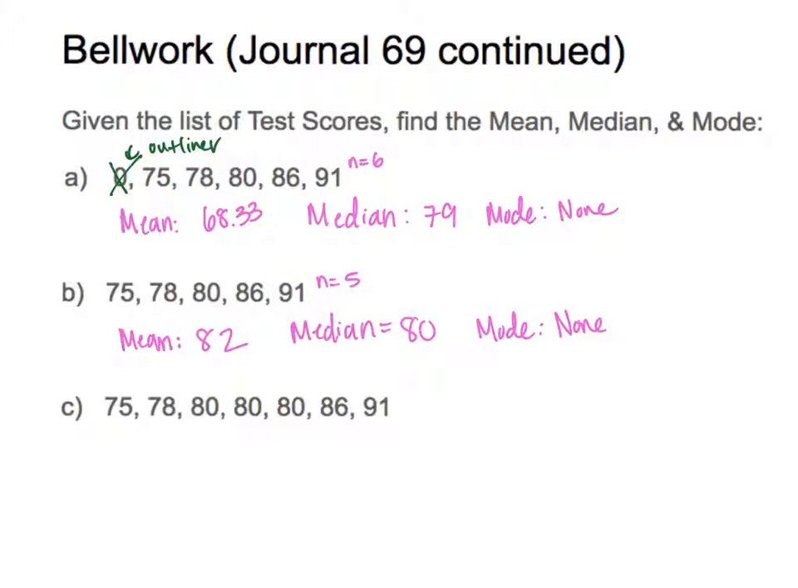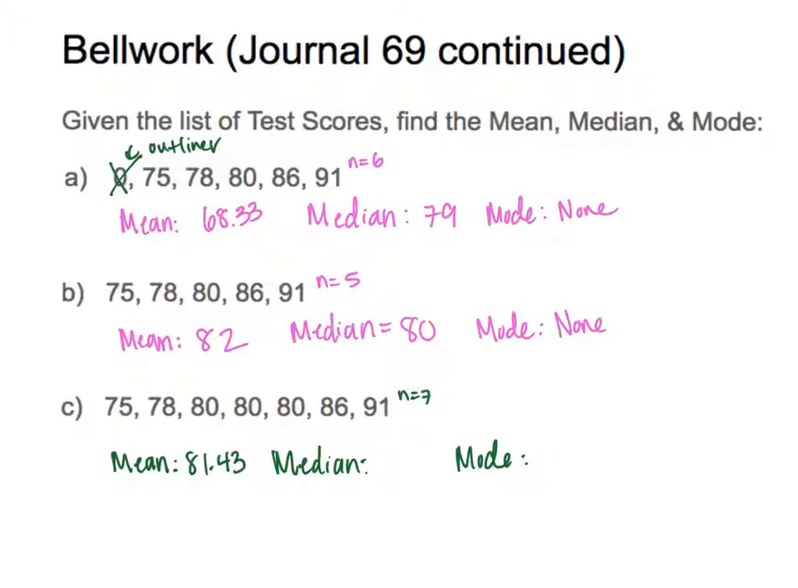And part C here, we're going to do the same thing. We're going to find the mean, median, and mode. So the mean here, if I were to calculate that, I get 81.43. I just added the numbers and then divided by the number of terms. This time the number of terms here is 7.